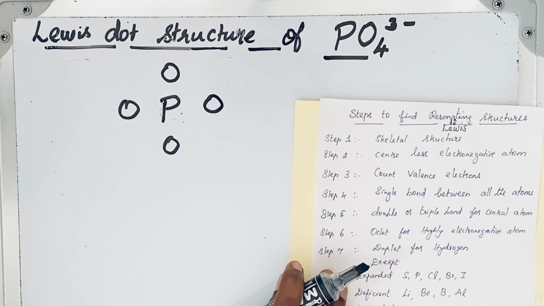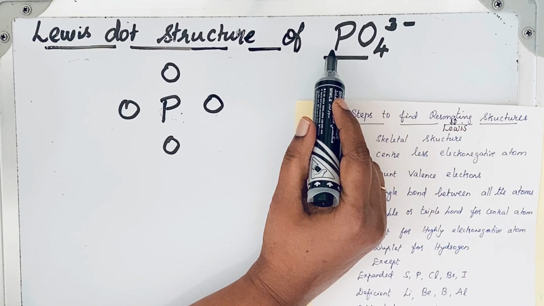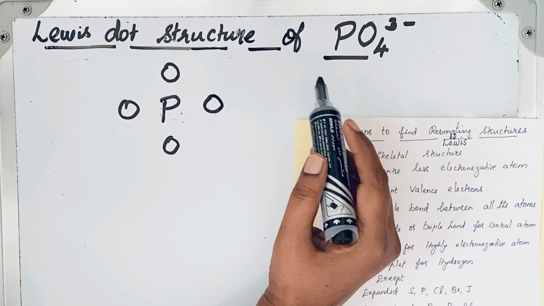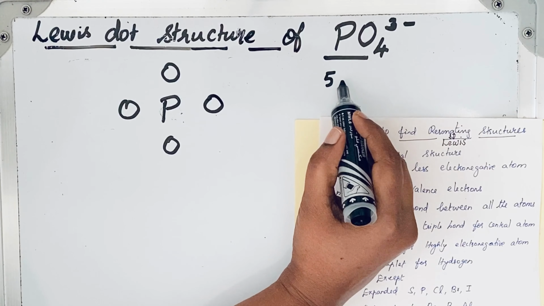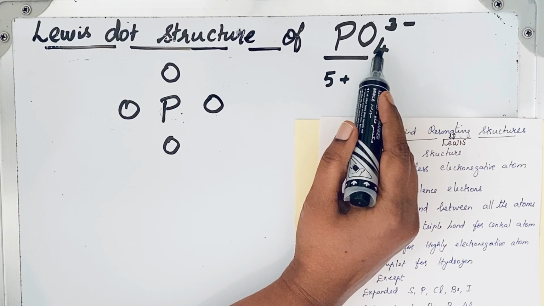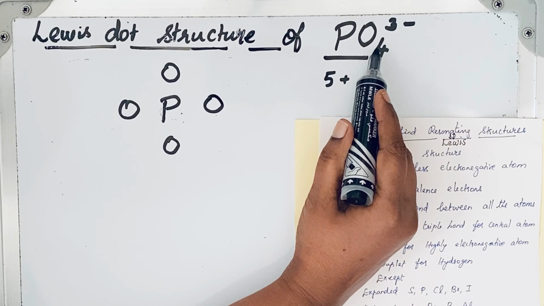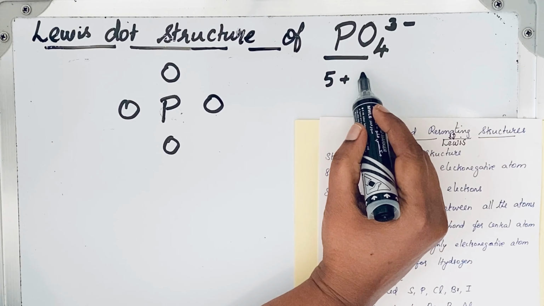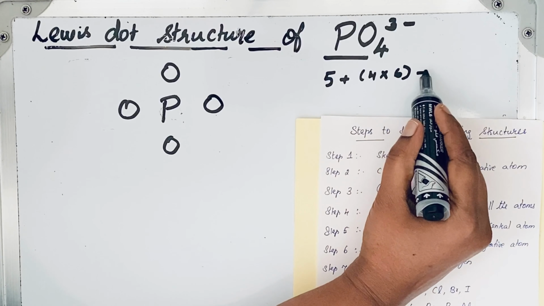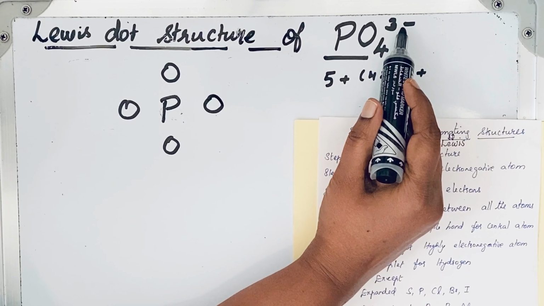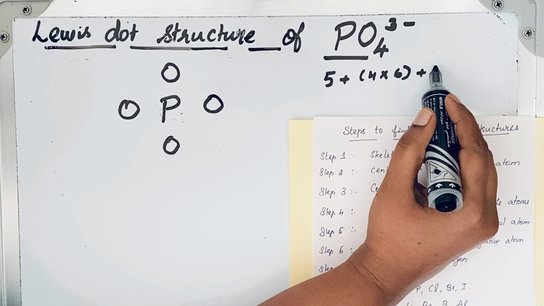To count valence electrons, you know that phosphorus is in the 15th group, so the valence electrons of phosphorus is 5. There is only one phosphorus atom, so we write 5. Then oxygen: there are 4 oxygen atoms, and oxygen has 6 valence electrons, so 4 multiplied by 6. Plus, this is a polyatomic anion, so we are going to add 3 extra electrons.